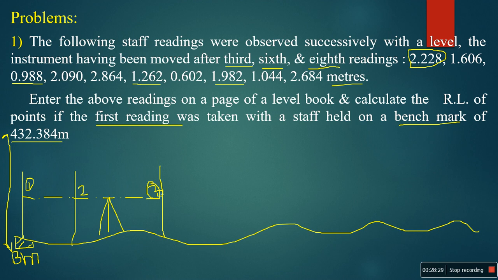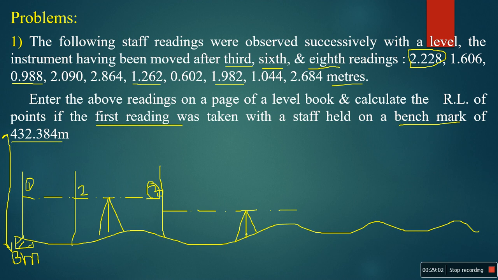Okay, after the third reading, what they have told here is that after the third reading they have shifted the instrument station. So after taking the third reading, I am shifting the instrument and setting it here. Maybe the instrument setup will be higher than this elevation or lower than this elevation. So simply I am drawing it like this. Again this is the line of sight for this instrument station.